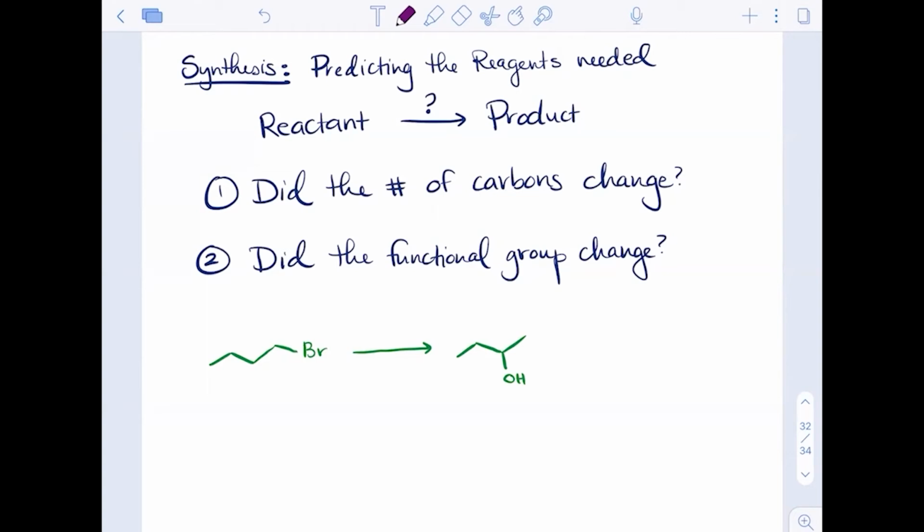All right, we want to ask ourselves two questions to link the reactant to the product. Looking at this first example, we have an alkyl halide on the left, the reactant, and we have an alcohol on the right. So let's ask ourselves, did the number of carbons change? I'm going to do a quick count.